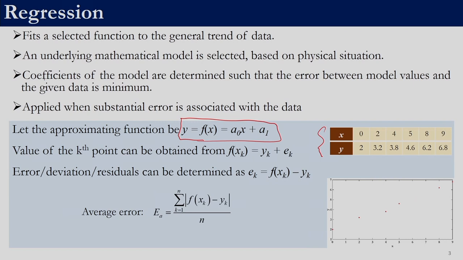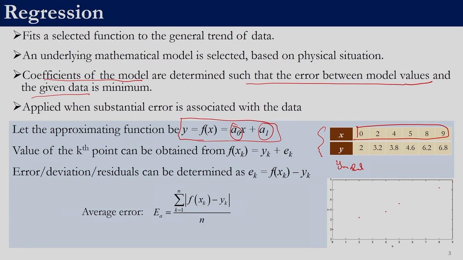Our task is to find the coefficients of the model such that the error between model values and the given data is minimum. So let us say we come up with a particular value of a naught and a1. Once we have a particular value of a naught and a1, for all these x values, we can actually calculate y. Let's say that is y model. The difference between this y and y model has to be minimum. So that's what we'll be doing in regression. The task is to come up with this a naught and a1 such that it best fits the data.